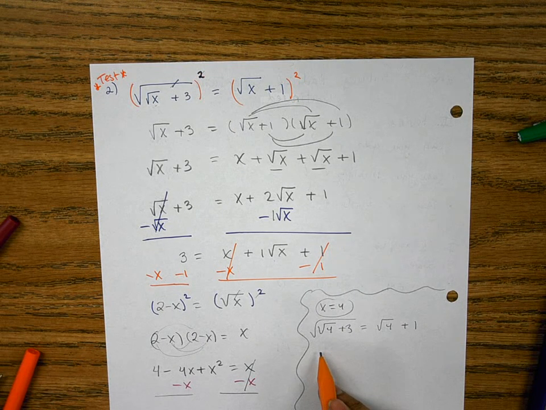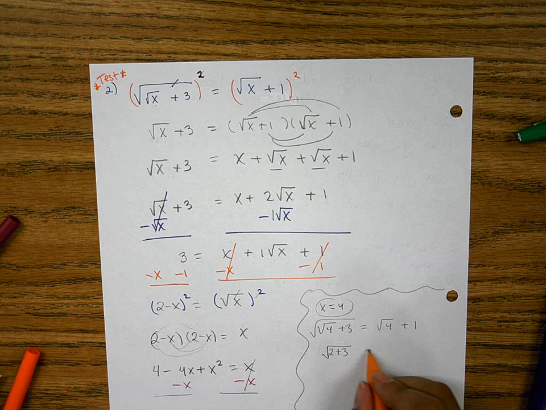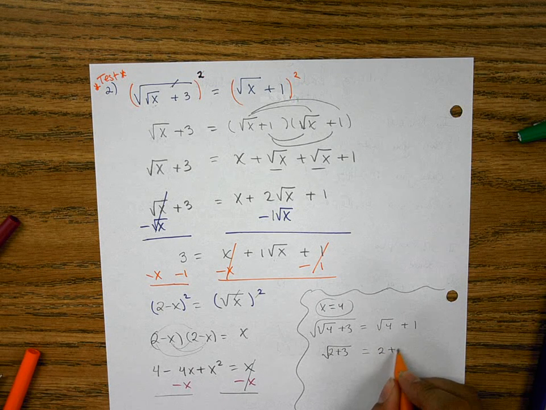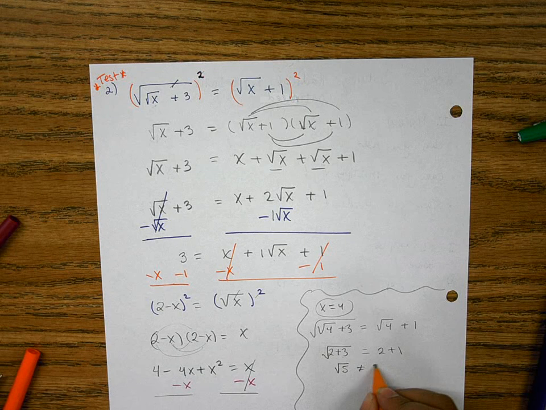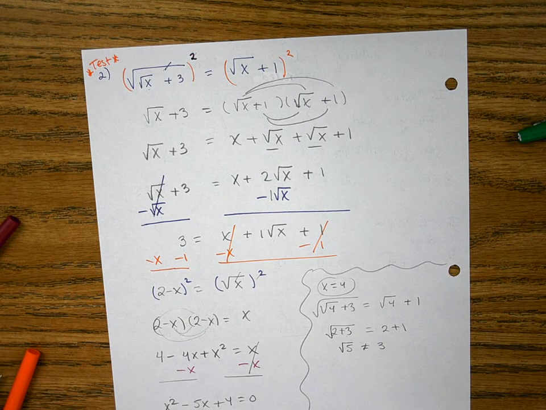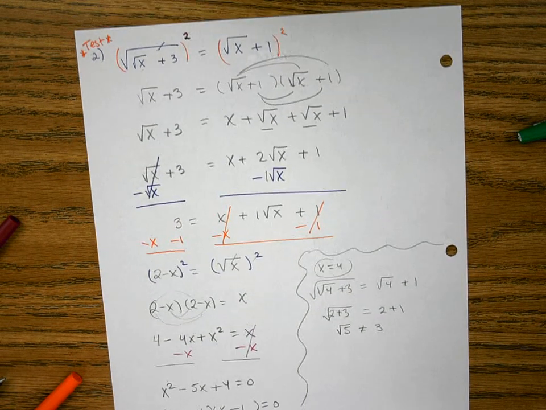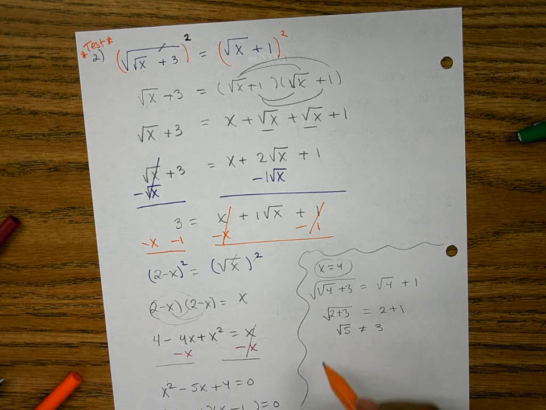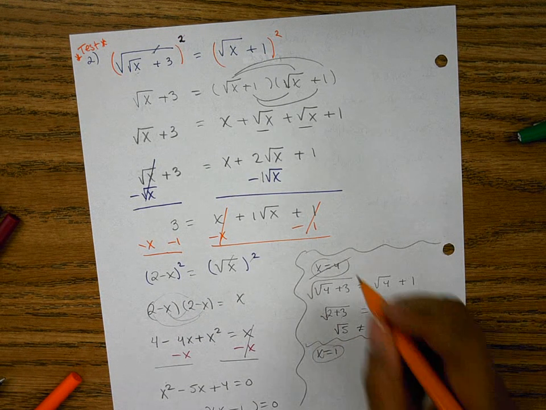So I have the square root of the square root of 4 plus 3, with the big square root outside, equals the square root of 4 plus 1. Okay, the square root of 4 is 2. 2 plus 3 equals the square root of 4 is 2, plus 1. 2 plus 3 is 5, and the square root of 5 does not equal 3. So 4 is an extraneous solution. I'm going to move it really quick and just simply cross out the 4 so I don't forget to later.